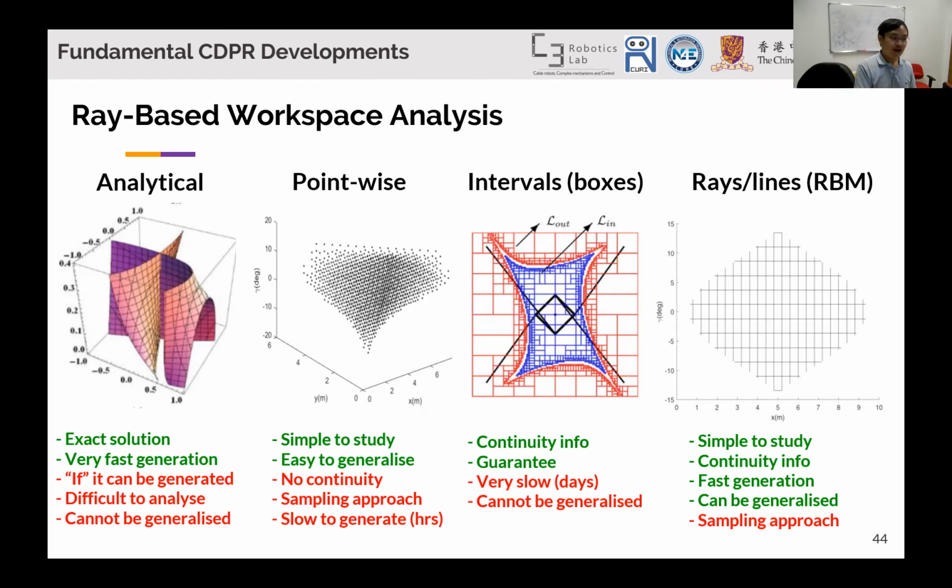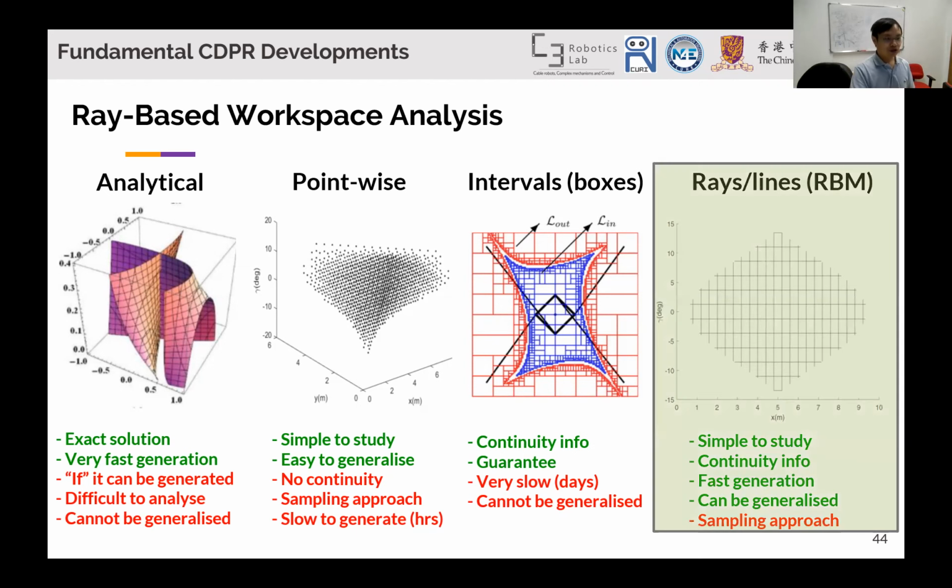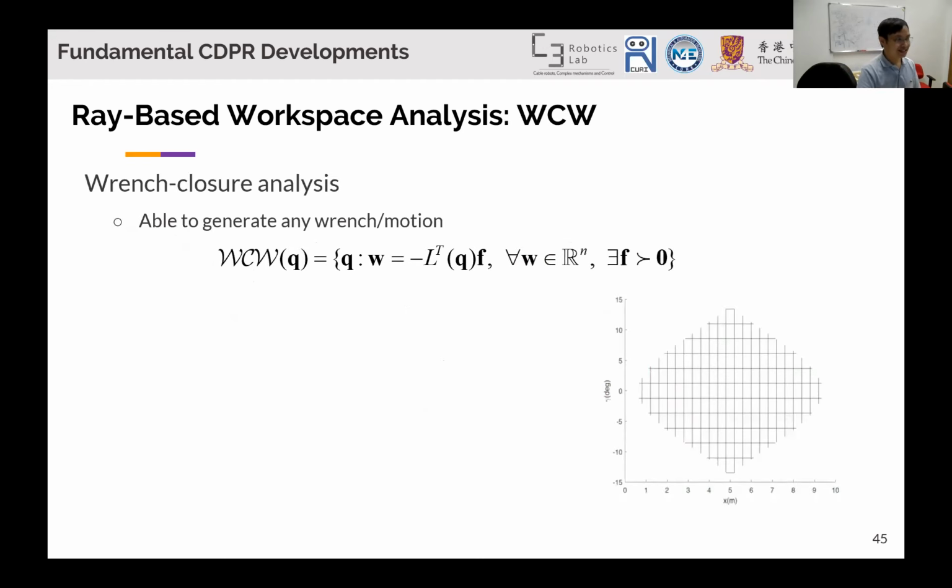I'd say it's very fast to generate. In fact, it's faster than pointwise as well. So you might say, would it be in between? It's actually faster. We could generalize it, but of course, it's still a sampling approach. So it's still not perfect, but it's a middle ground. Obviously I like that because we've done quite a lot of work on that in recent years. So let's talk about a few examples of what it basically means.